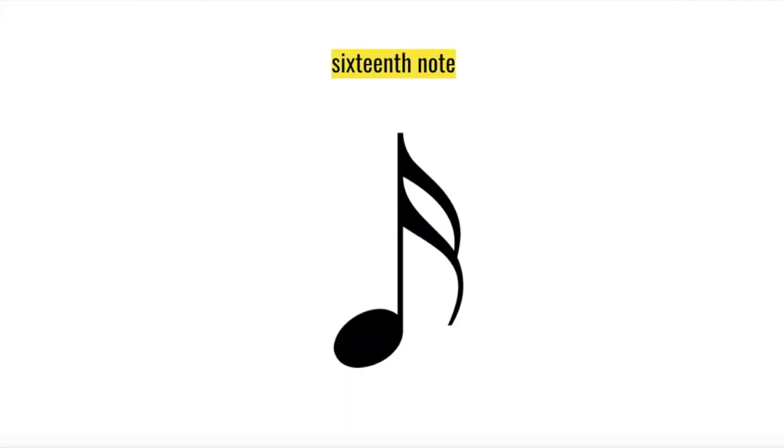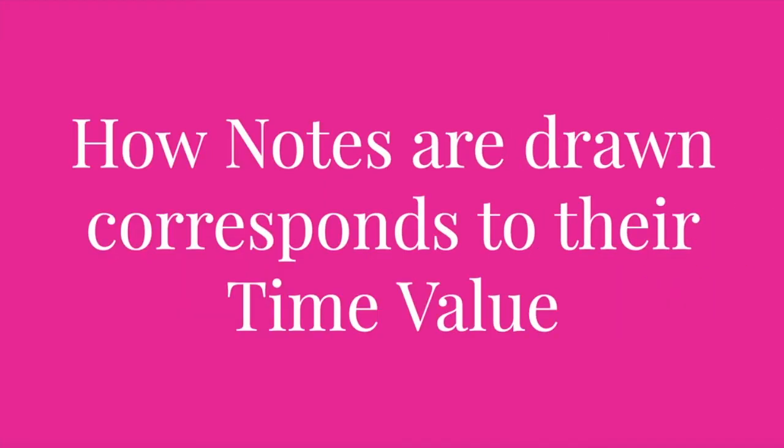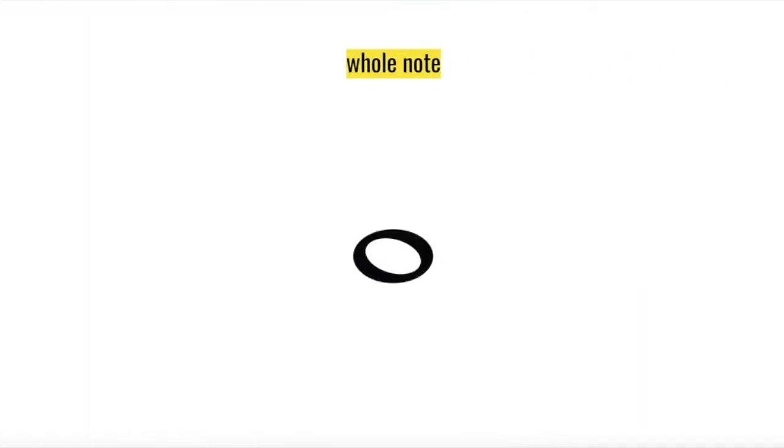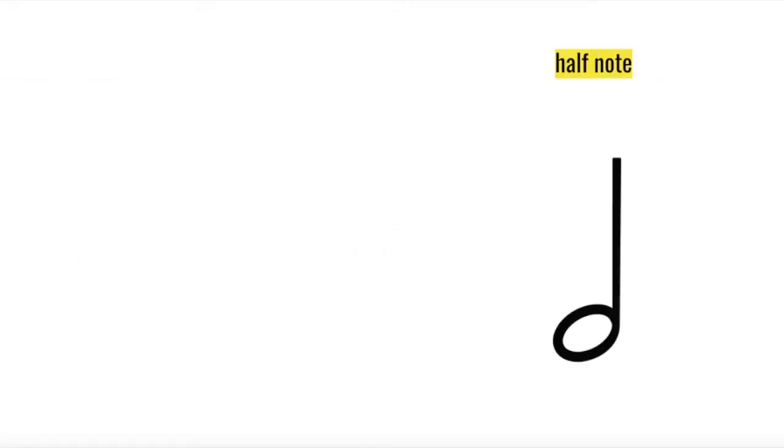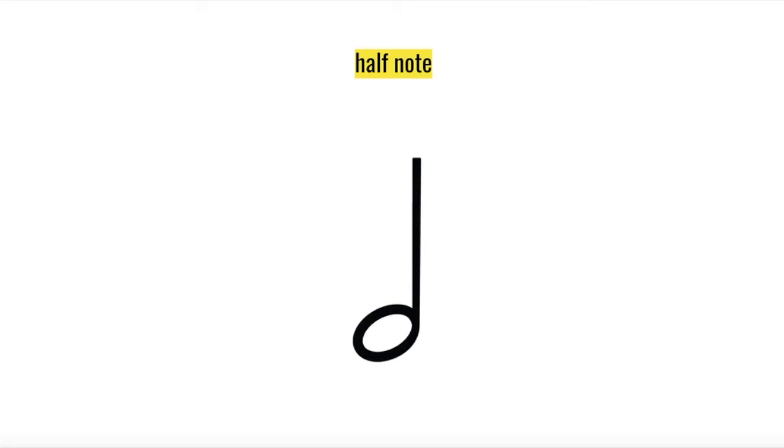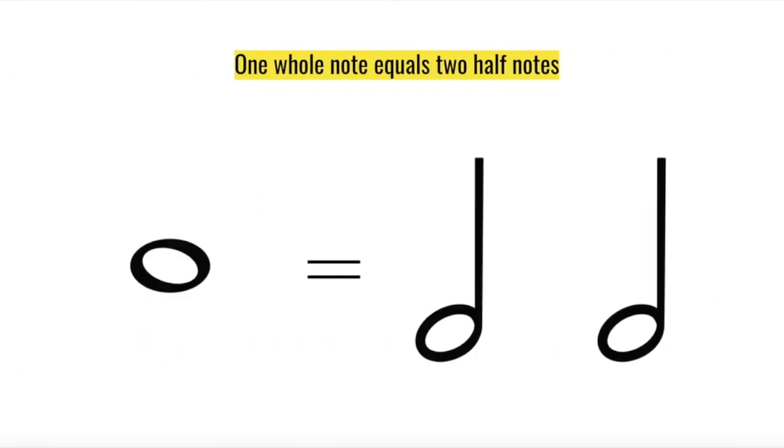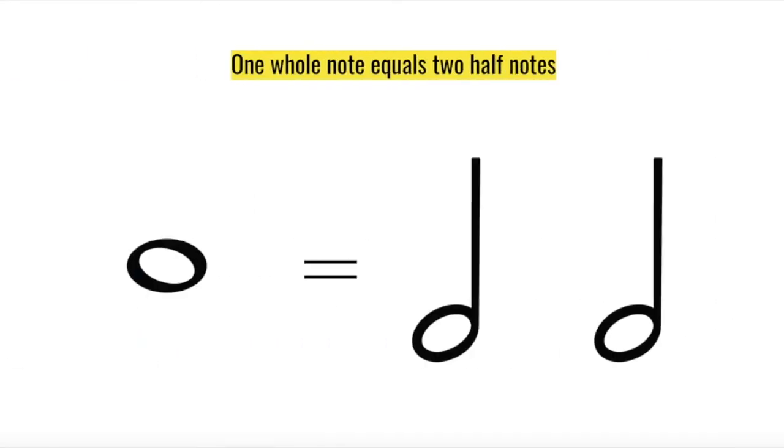Let's take a closer look. Remember that whether a note's head is filled in or open, and whether or not a note has stems or flags, shows us the note's value, or how long that note should be held. An open note that looks like an O without a stem is a whole note, and it gets held for 4 beats. An open note head with a stem is a half note, and it gets held for 2 beats. You can play 2 half notes in the same amount of time you could play 1 whole note.